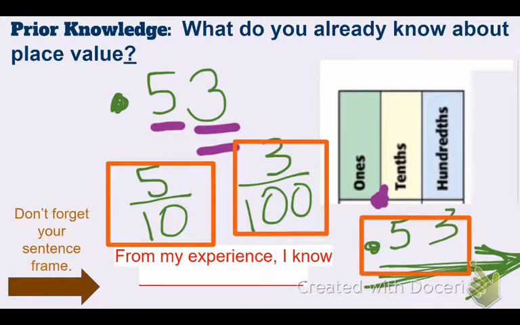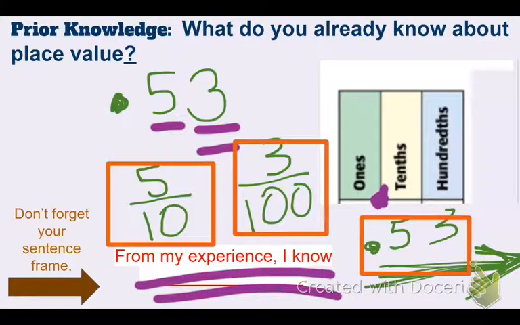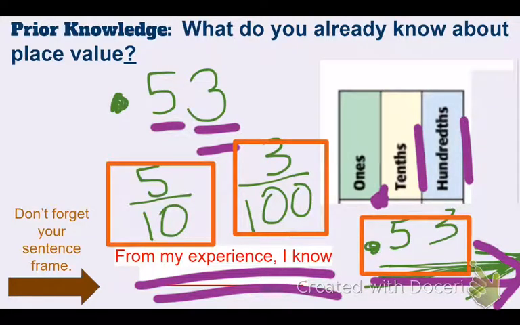So from my experience, I know that anything on the right side of the decimal is smaller than 1. Tenths, hundredths are less than $1.